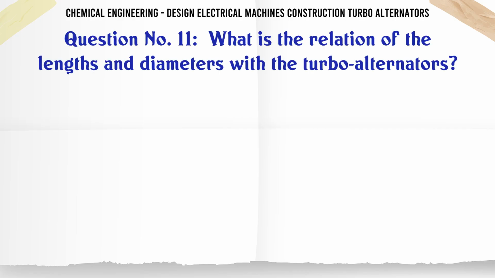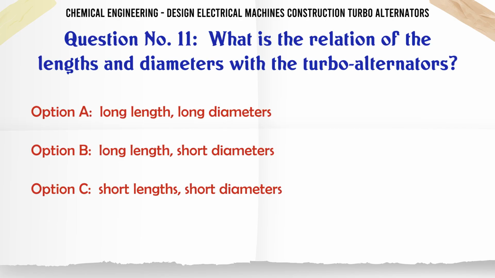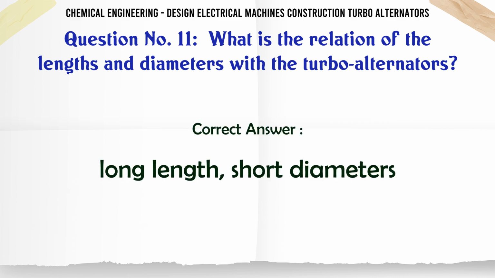What is the relation of the lengths and diameters with the turbo alternators? A: Long length, long diameters, B: Long length, short diameters, C: Short lengths, short diameters, D: Short lengths, long diameters. The correct answer is long length, short diameters.